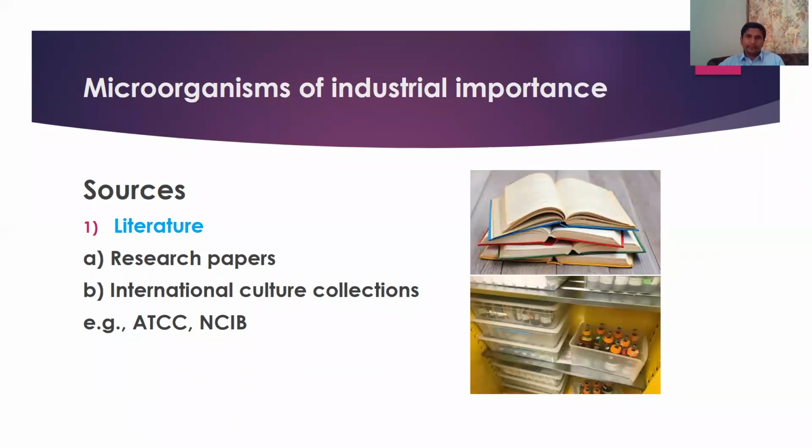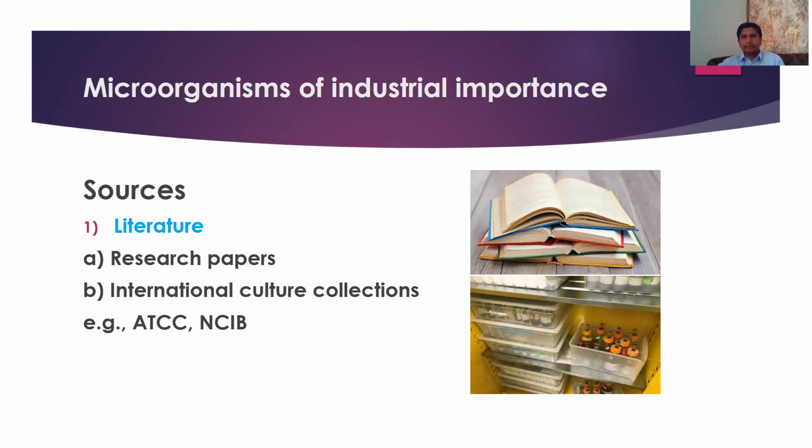So the very first and fundamental source of microorganisms, when you know nothing about the microorganisms in order to produce the industrial products, is literature. When we know nothing, then literature is our best companion. We can go through literature in order to find those microorganisms that are known to produce the required industrial products.